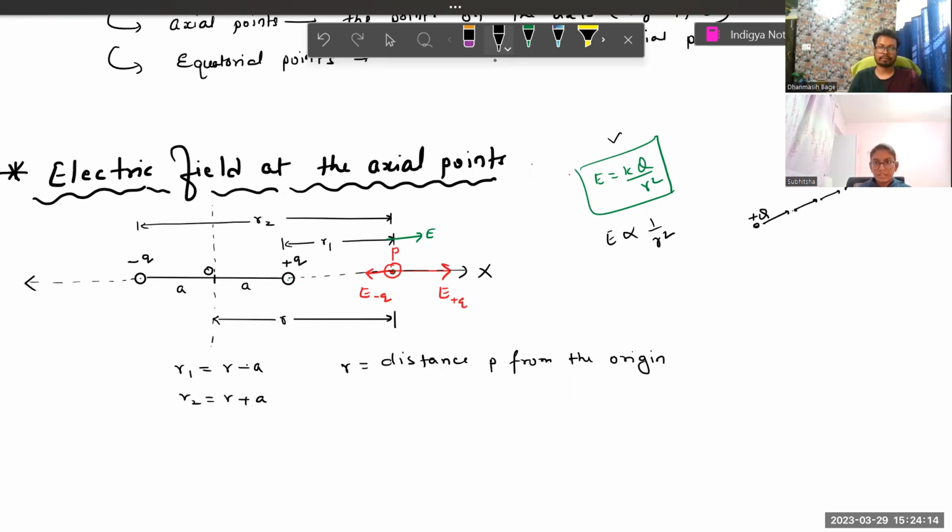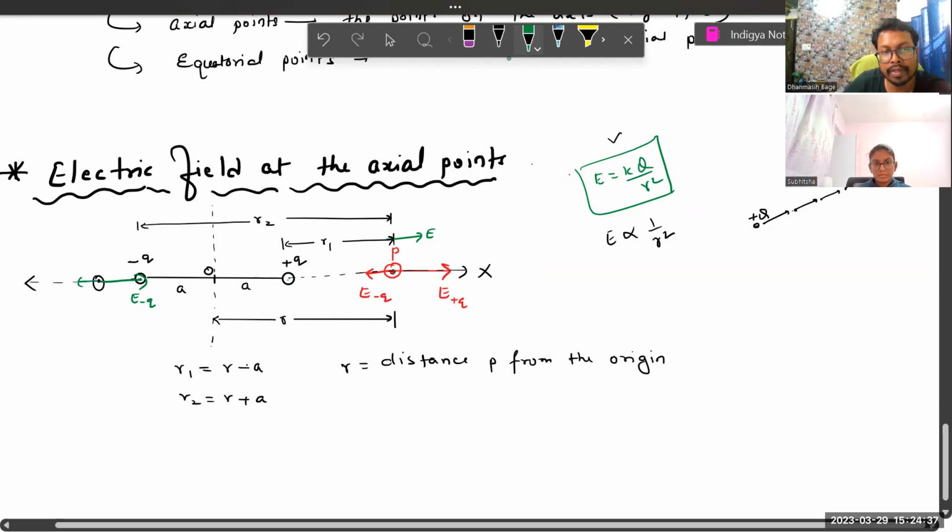Okay, sir, I understand. Simple. P point is closer to plus Q. That's why field due to plus Q will be stronger here. P is distant away from this. If I had taken this point here, you see that what would be the case would be opposite, right? In this case, E minus Q will be greater and plus Q will be smaller, right?